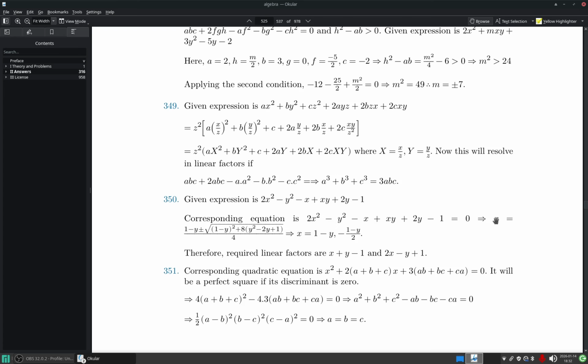to 0. So x is equal to (1 - y) plus or minus the square root of (1 - y)² + 8(y² - 2y + 1), divided by 4, which implies that x is equal to 1 - y or -1 - y by 2. Therefore, the required linear factors are x + y - 1 and 2x - y + 1. So with this, we come to the end of the 35th set of problems on quadratic equations.